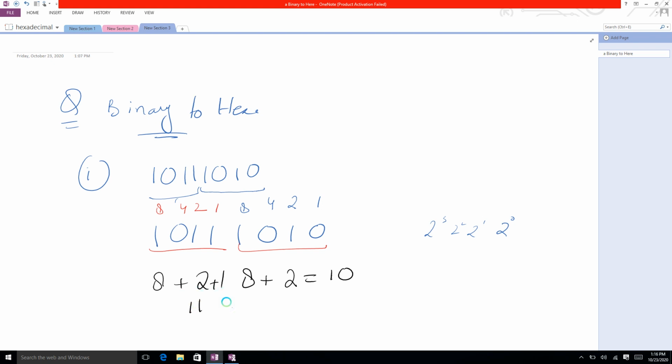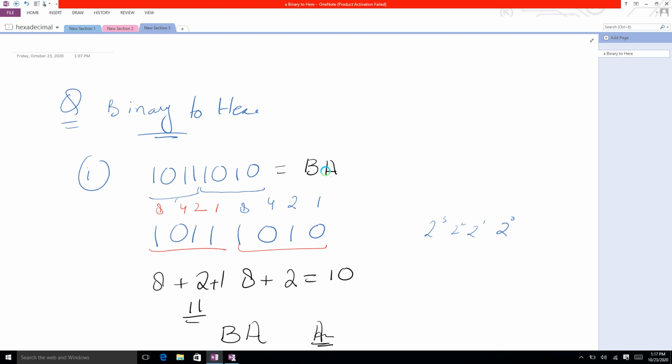Now in hexa, we don't have 11 and 10. So instead of 11, we have B, and instead of 10, we have A. So the answer in hexa is BA. So this number is equivalent to BA.